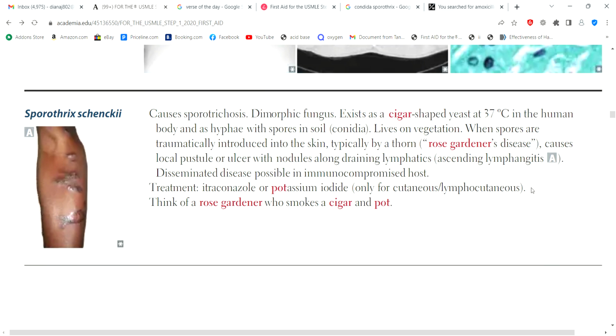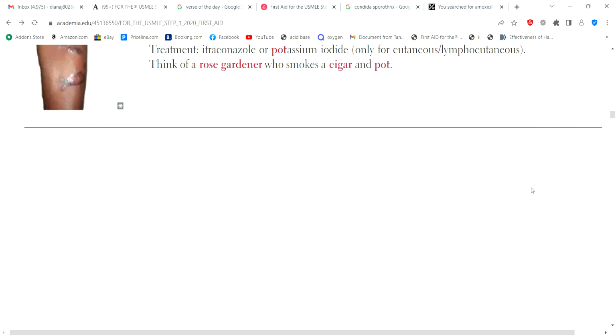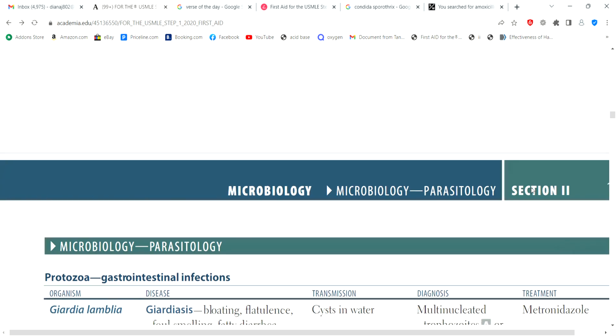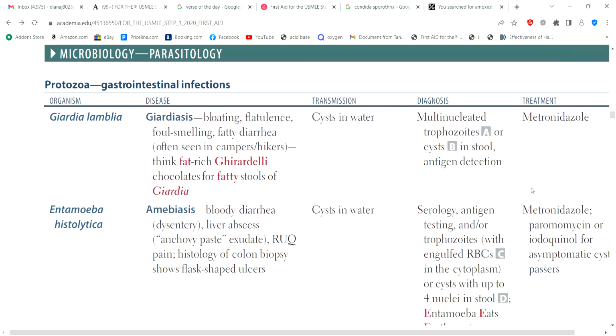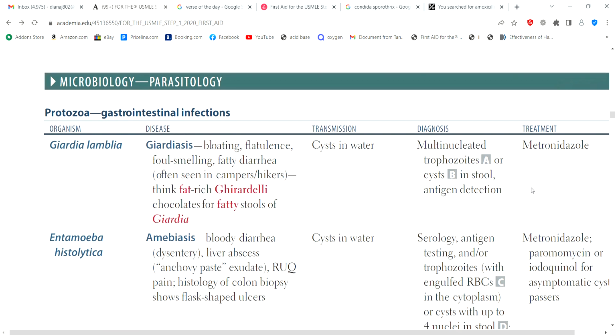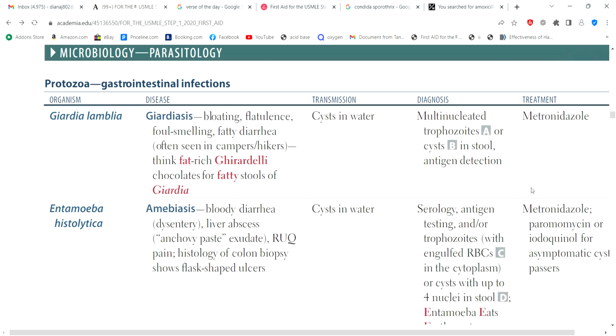All right. Next, we're going on to protozoa. These are gastrointestinal infections. Giardia presents with bloating, flatulence, foul-smelling, fatty diarrhea, often seen in campers and hikers. Think fat-rich Ghirardelli chocolates for the fatty stools of Giardia.